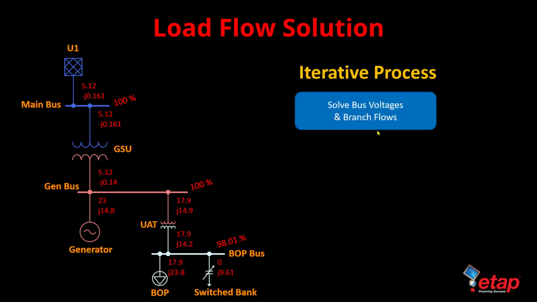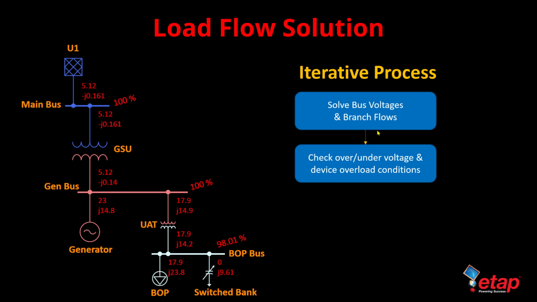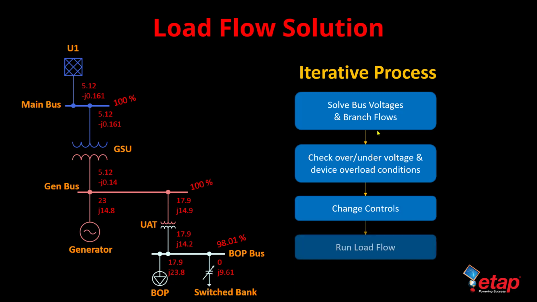We can solve our bus voltages and branch flows, check the under and over voltage conditions as well as device overload conditions, change controls again such as tap changers and capacitor banks, run the load flow, and observe whether the system is now optimized. And if it's not optimized, we essentially iterate and solve the bus voltages and branch flows again, change our controls, and continue with this iterative process. So therefore, we can actually use load flow through an iterative process to optimize the electrical system.